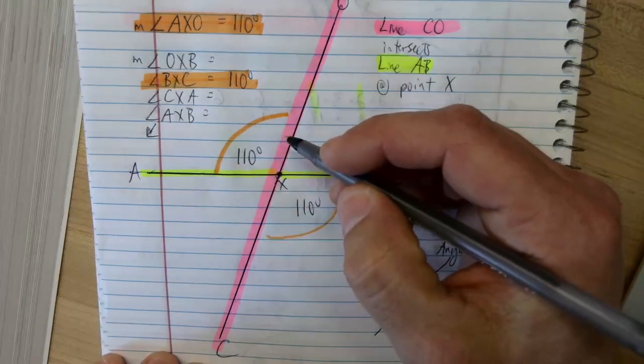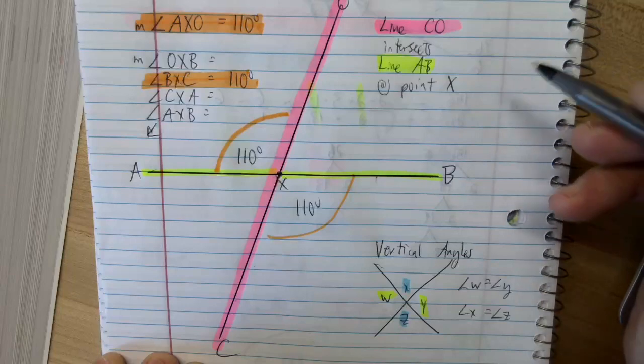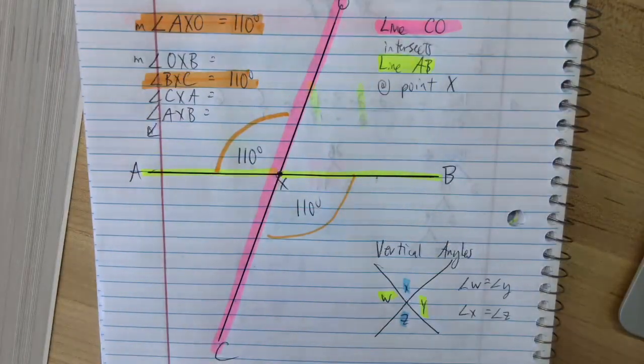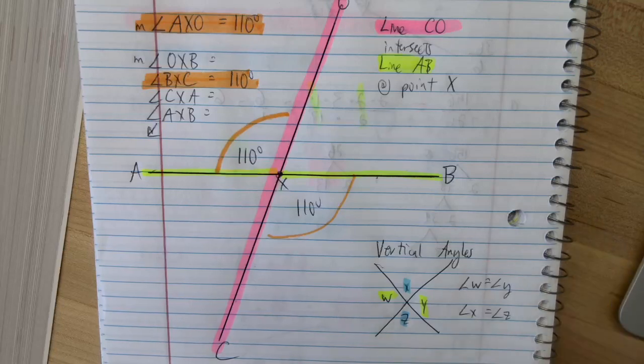OXB. I said it, OXB. What do you think it is? 70. Okay, why? Hang on, Evelyn. How did you get 70? You subtract 110 from 180 degrees and get the amount of degrees.